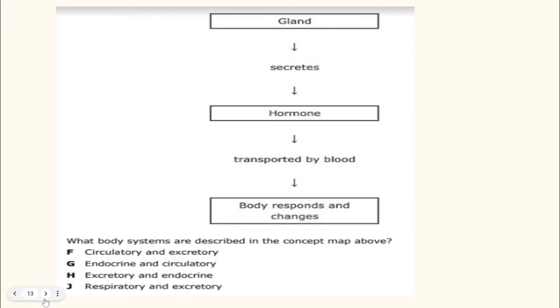So a question on your test that you would have saw was the gland secretes. Secretes is just a fancy way to say it releases hormones, transports by the blood, the body responds and changes. Okay, so we know glands and blood is mentioned here. So endocrine, because that's inside, and the excretory system, because that's our blood. They are carrying and things in a circle. So G should have been your answer for that one.